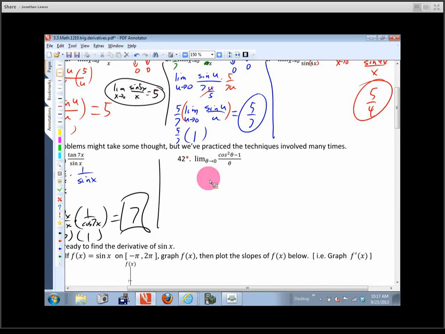Sure. We could use a Pythagorean identity here. And we're going to change this to, let's see, that was sine squared theta plus cosine squared theta equals 1. So if I move the 1 over here, it becomes negative. The sine squared over there becomes negative. So this would be negative sine squared theta over theta. And why is that helpful?